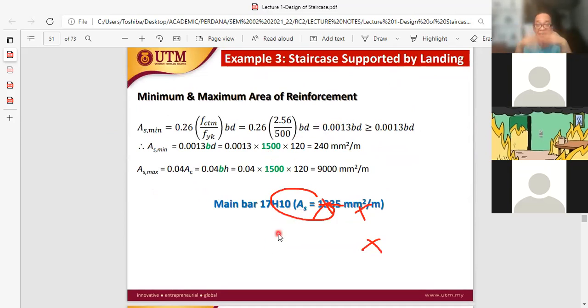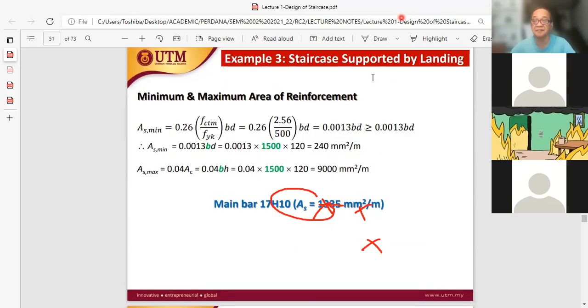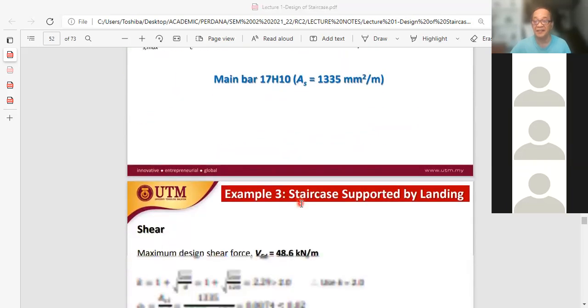17H10. Balik kepada beam punya sign convention. Bilangan dengan diameter bar. Kalau slab, diameter bar dengan spacing. Millimeter squared per meter. Sekarang ni millimeter squared sahaja. Ada soalan? Tak ada, Doktor. Okay.